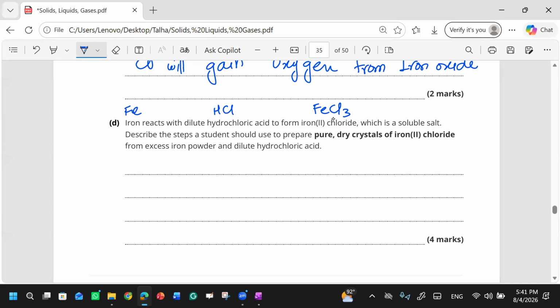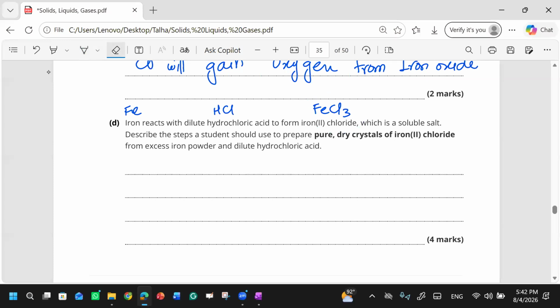Can you tell me which one will be the anion and which will be the cation in this iron chloride? Just by looking at this, which one will be the anion? Anion is basically the negatively charged one. So it's going to be the cation. No, no, I am asking which one is the anion in this iron chloride?